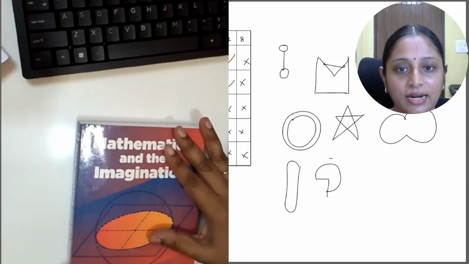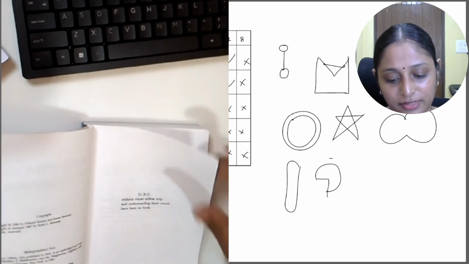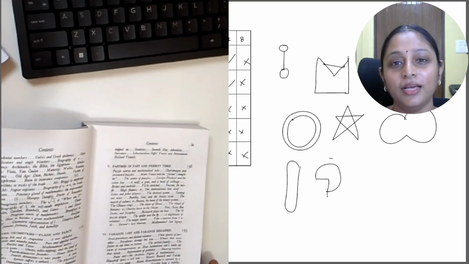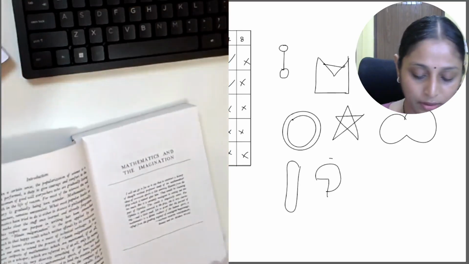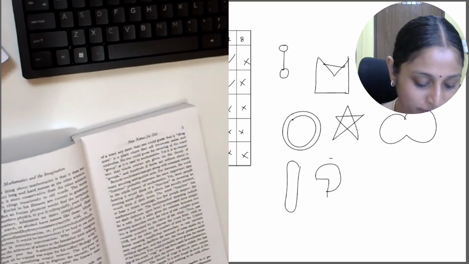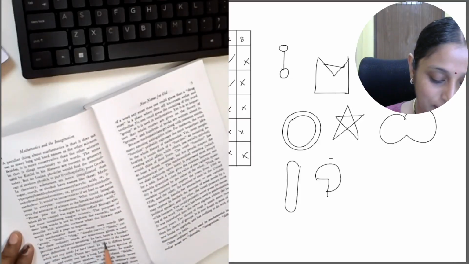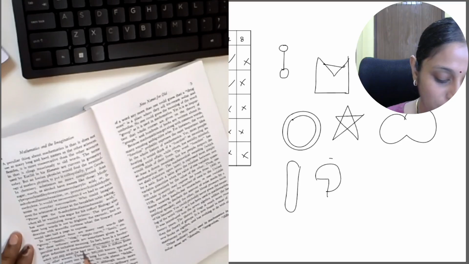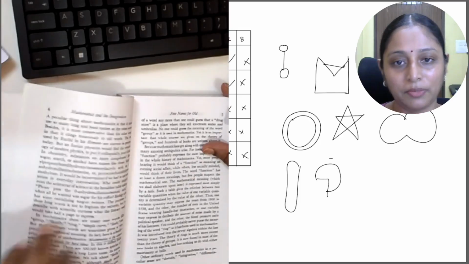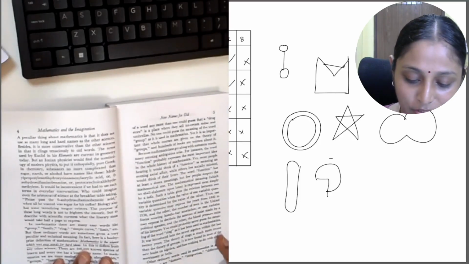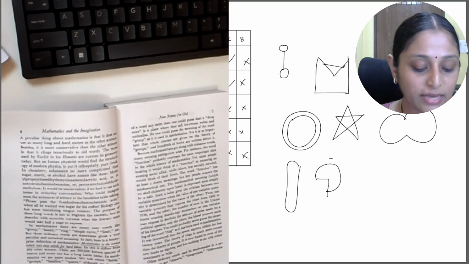So recently I started reading this book, Mathematics and the Imagination. I finished the first chapter, and it so happens that he's talking about simple closed curves here. So I would like to just read out a few lines here. I thought you'll find it interesting. Here he's talking about how maths is the science which uses easy words for hard ideas. I can't explain the whole chapter now, but I would like to mention a few points. They use easy words for hard ideas.